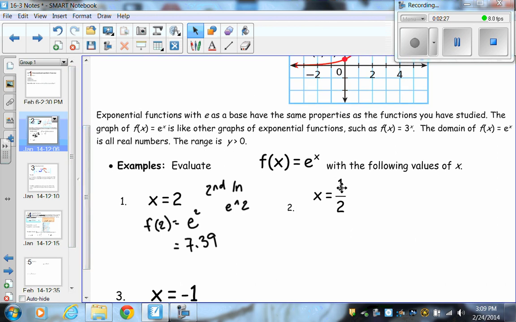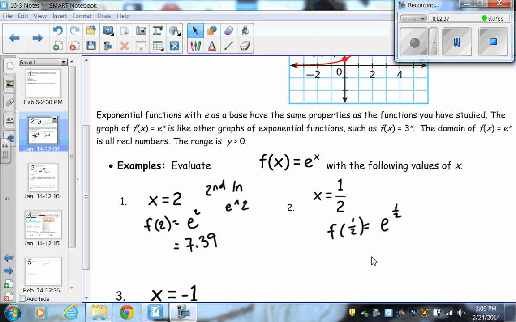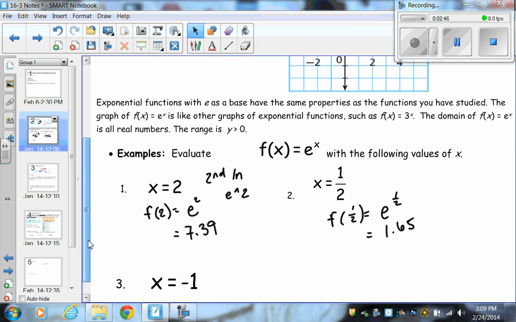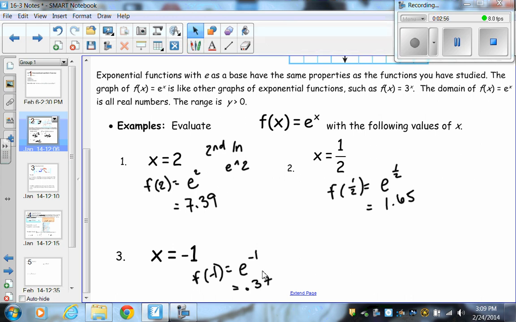For the second one, we want to raise it to the 1/2. So we're going to have f of 1/2 equals e to the 1/2. And on this one, you should get 1.65. Last one, we have f of -1 equals e to the -1, and we should get about 0.37.